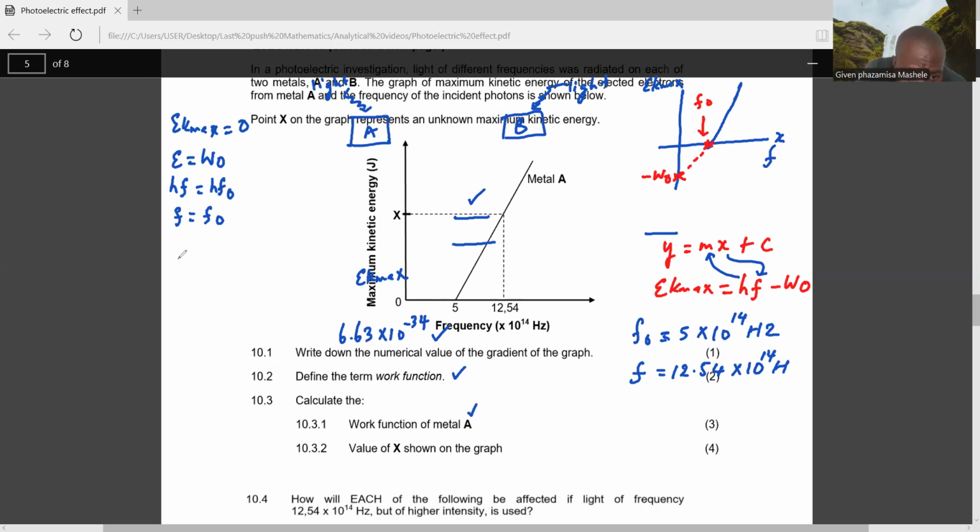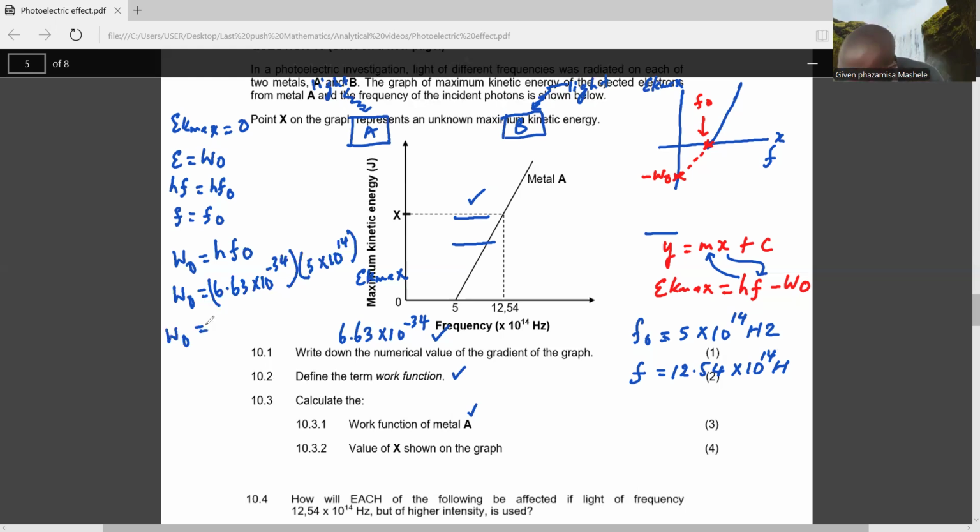Then the next question says, now calculate the work function of metal A. Remember, work function depends on the cutoff frequency or the cutoff wavelength. The higher the cutoff frequency, the higher the work function. Now let us calculate that. So this will be 6.63 times 10 to the power minus 34 multiplied by the cutoff frequency. We have that it's 5 times 10 to the power 14 hertz.